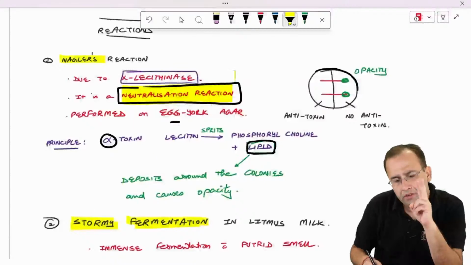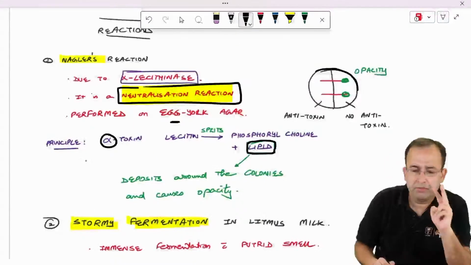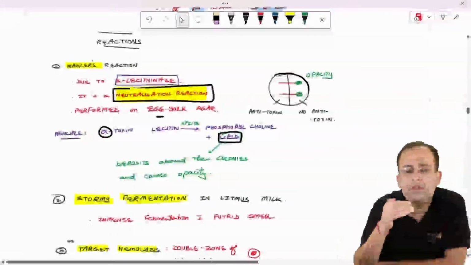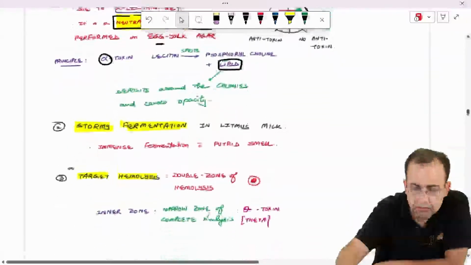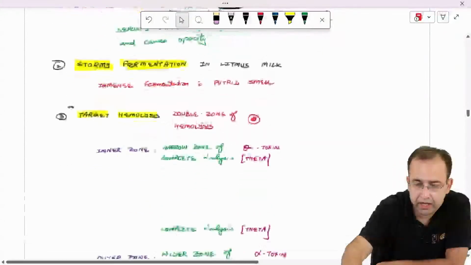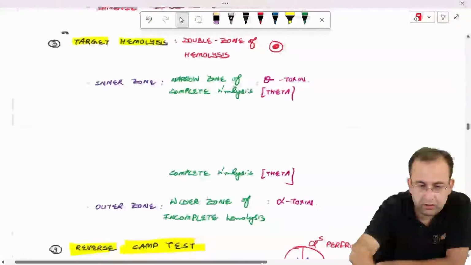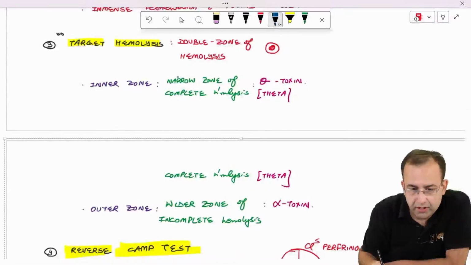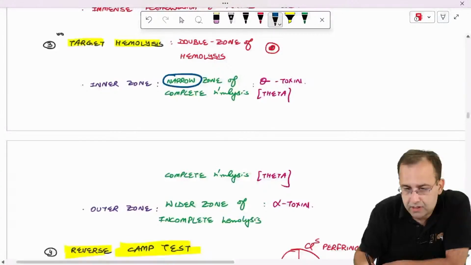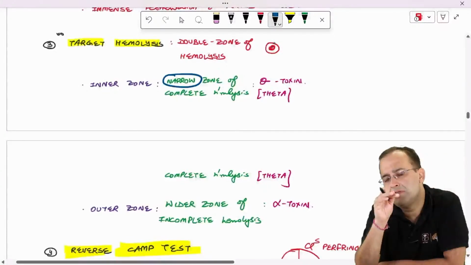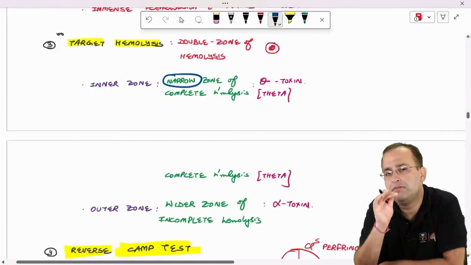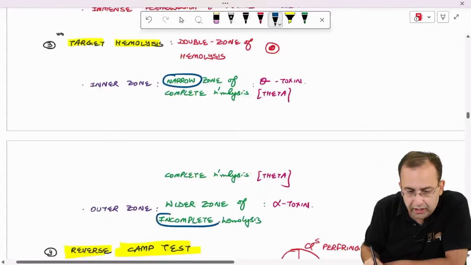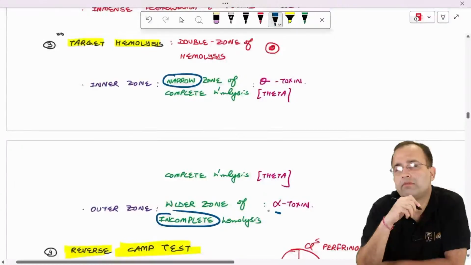Next, it is associated with stormy fermentation, that is immense fermentation with putrid smell in litmus milk, and the double zone of hemolysis. Again, an important point. The inner zone is narrow, a narrow zone of complete hemolysis due to theta toxin. And the outer is the wider zone of incomplete hemolysis due to alpha toxin.